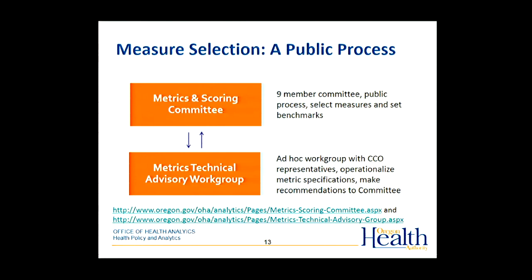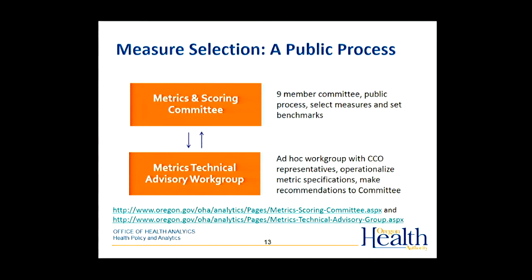So the measure selection process. It's a public process. As I mentioned earlier, the people who are actually on the Metrics and Scoring Committee come from outside of the Oregon Health Authority. They're partially made up of people from the CCOs, but then they're also made up of experts in the field and just general community members. That's a nine-member committee, and basically every year they go through and look at the measures that we've had on the table for the CCOs, evaluate them, they look at all sorts of information, data, and so on, and make decisions about whether or not they want to continue with that measure or replace it.